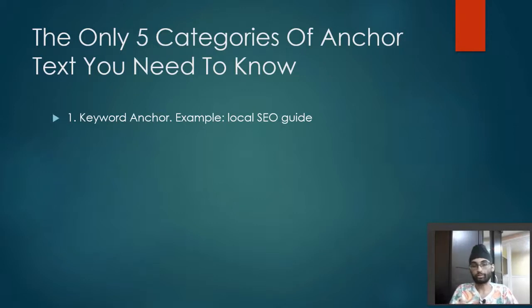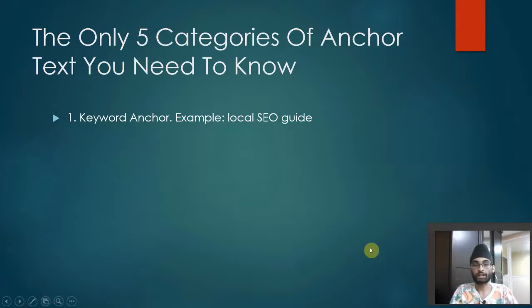Another name for this is exact match anchor text, right? Because it exactly matches the content of your web page which you want to rank for. So you want to rank for the keyword local SEO guide, therefore you build a link using local SEO guide as your anchor text. Now you can see here that it contains all parts of the keyword, right?